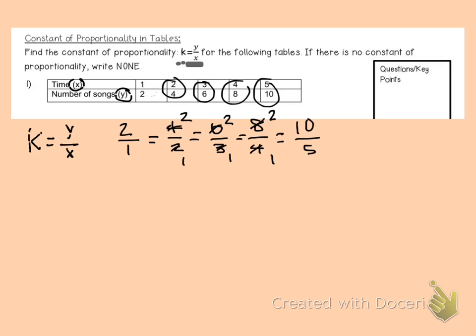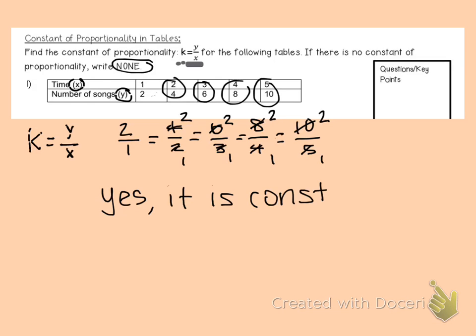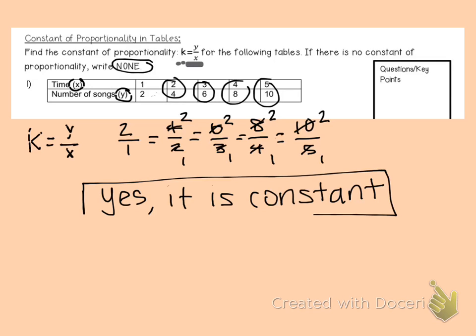If it was not equivalent, we could stop and we could write none. But in this case, since it's equivalent, we keep going until the end. 5 divided by 5 is 1, and 10 divided by 5 is 2. Therefore, yes, it is constant. And that would be our answer.